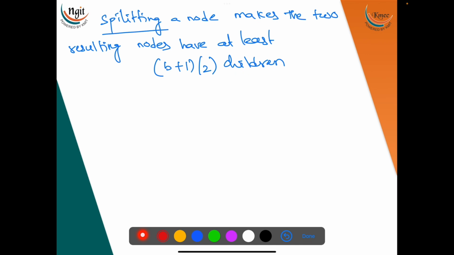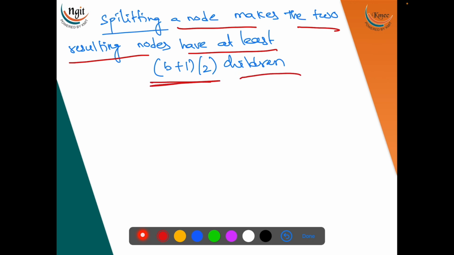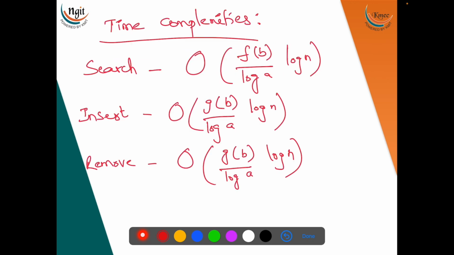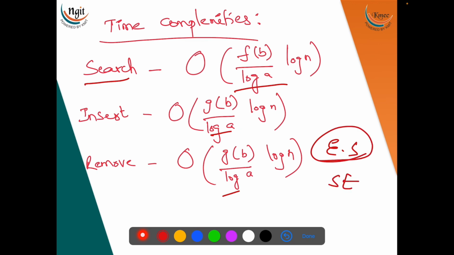So what is the splitting condition? Splitting a node makes the 2 resulting nodes have at least (B plus 1) by 2 children. So this is about the A comma B tree, and what are the complexities of the A comma B tree? For searching, whether it is a successful or unsuccessful search, we will take logarithmic comparisons for all the examples. So this is about the A comma B tree, which is used for external searching in search engines. Thank you all.